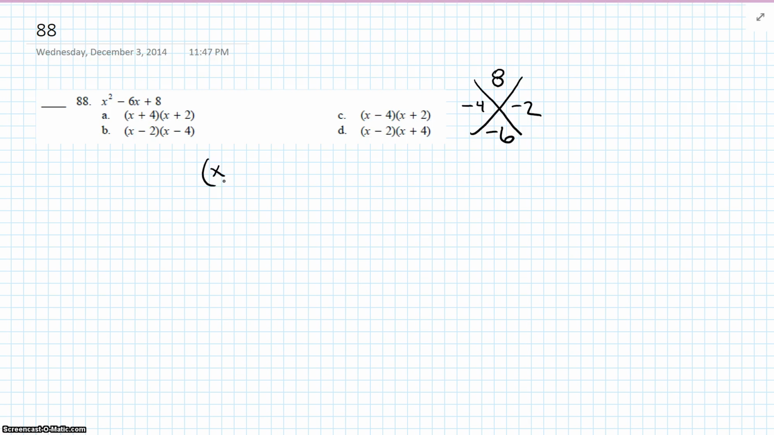So since my a value is 1, it's just x minus 4 times x minus 2. And again, remember the order doesn't matter. So the answer is B.